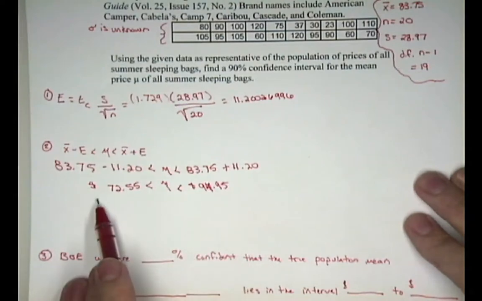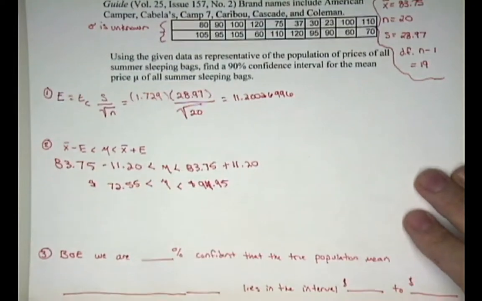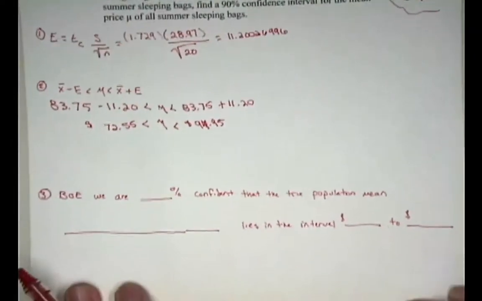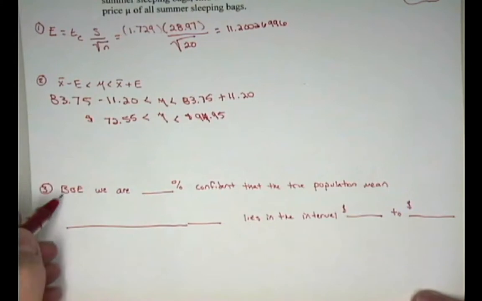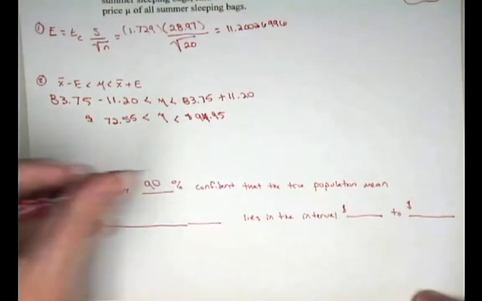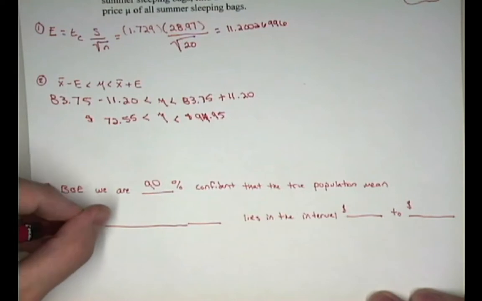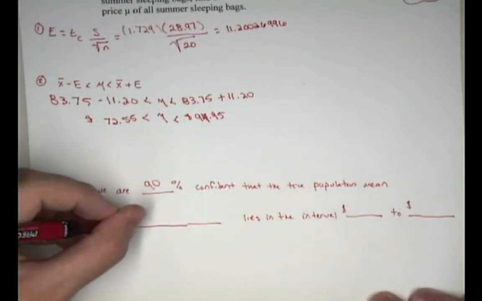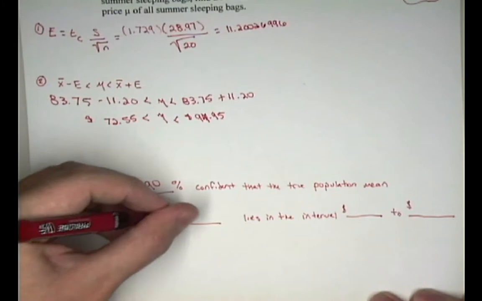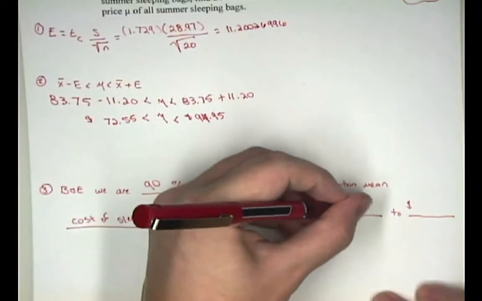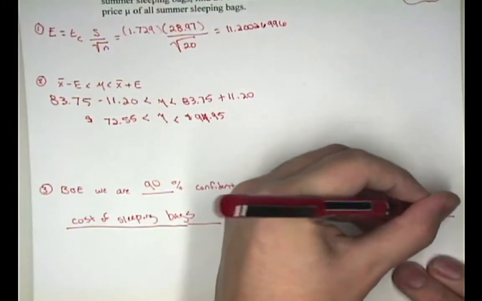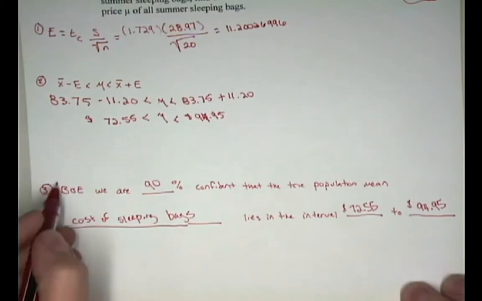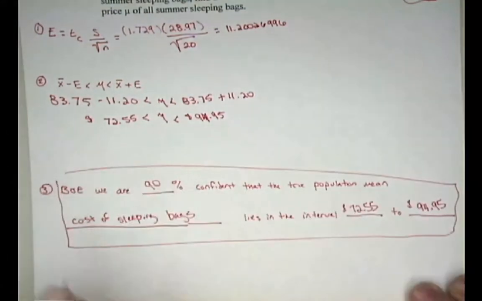And again, if you were using your t-interval in your graphing calculator, you would have got actually the exact same interval. So no rounding hiccups in this one. And we want to interpret it, so no matter what method you use, your interpretation is the same. Based on the evidence, we are 90% confident that the true population mean cost of sleeping bags lies in the interval $72.55 to $94.95. And that is what you want to circle. And that is your answer.